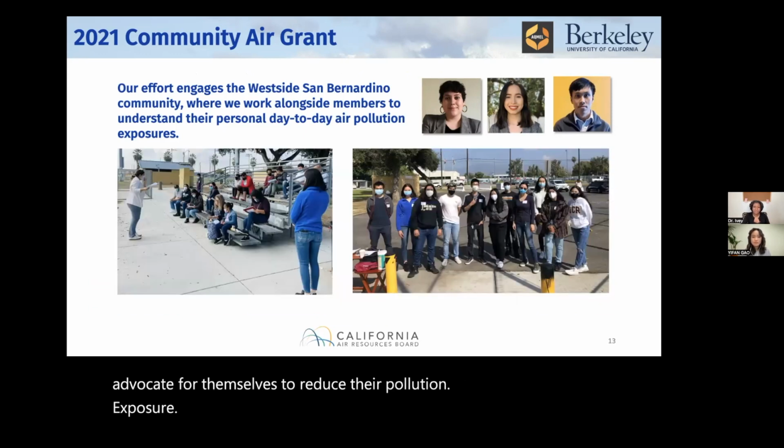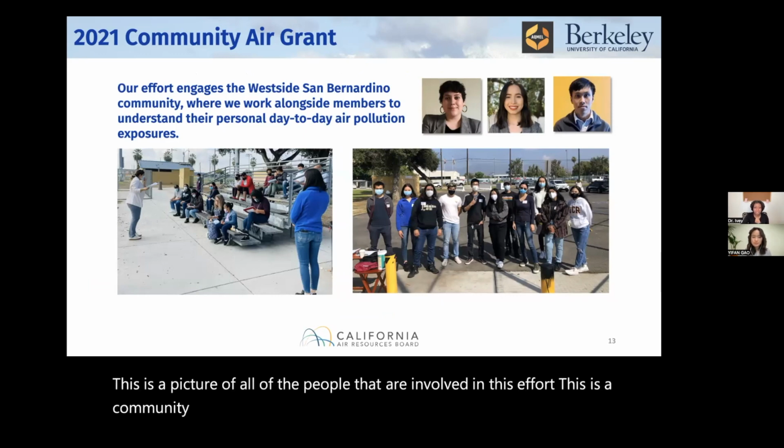This is a picture of all of the people that are involved in this effort. This is a community effort, and we want to make sure that everyone involved has their voices heard.